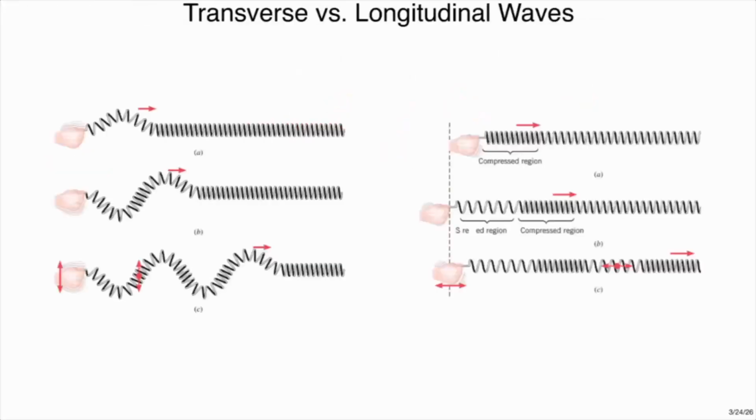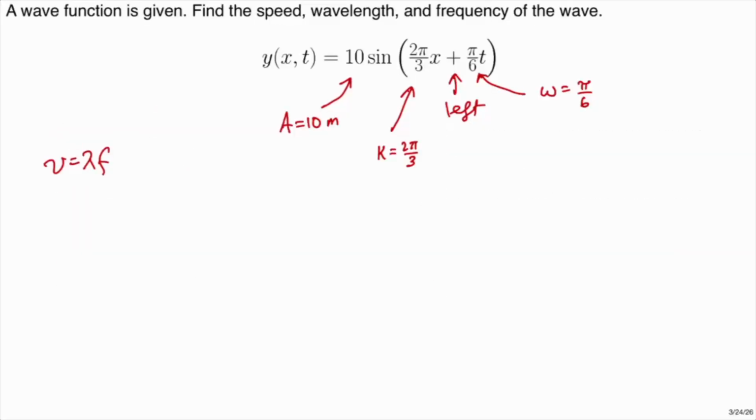So if we set 2 pi over 3 equal to k, which is 2 pi over the wavelength, then I get a wavelength of 3. How did I do that? Algebra. 3 what? Meters. So there's the wavelength. That's one of the things they wanted. Now I need to find frequency.